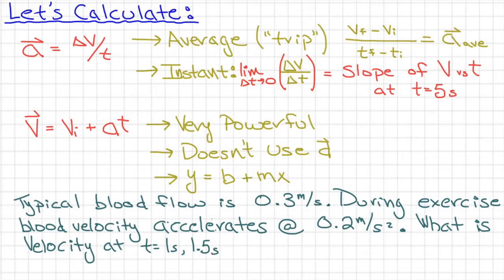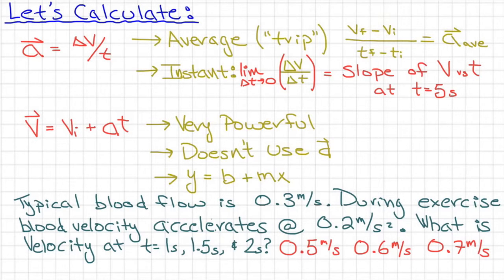Nowhere in this question does it mention displacement or distance. It's not asking me to solve for displacement or distance, so I know it's a good application of this second formula. If I plug in 0.3 for vi and 0.2 meters per second squared for acceleration, I get that at time equals 1, I'm going 0.5 meters per second. Time equals 1.5, 0.6, and then 0.7 for time equals 2. So exactly as you would expect, for every second that I'm accelerating, I gain 0.2 meters per second. A simple enough application of a simple formula. Don't get tricked into using a more complicated formula to solve such a simple problem.